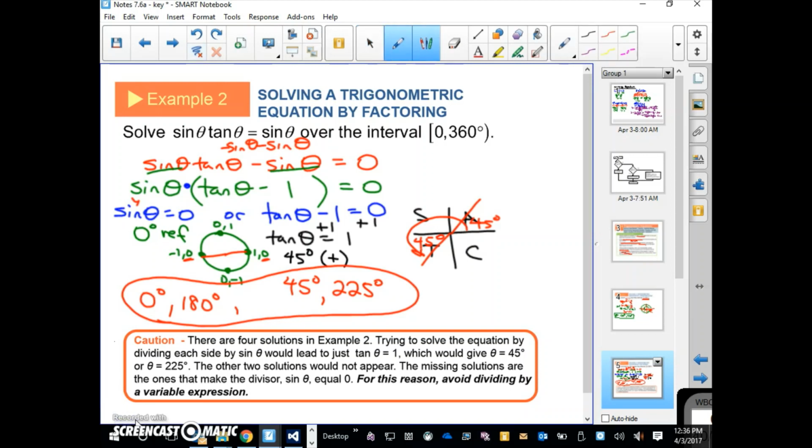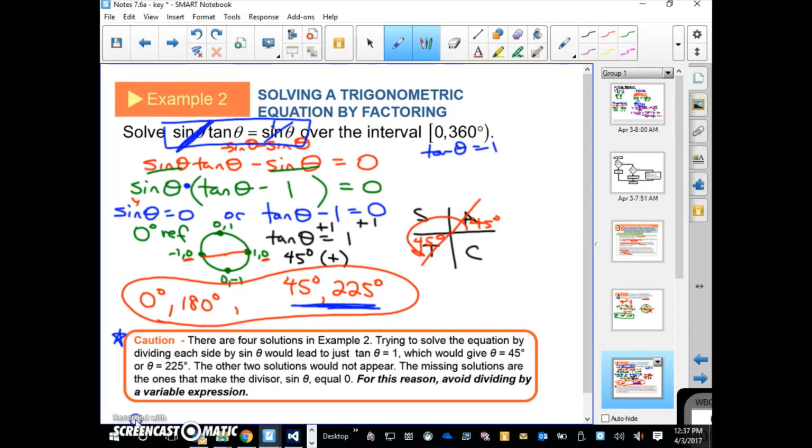Down at the bottom, it gives you this caution, and I've seen this a lot of times. Students will try to look at this equation, and they'll say, well, sine theta on both sides, I can just cancel that out. And if they cancel that out, it's kind of tricky, but it would end up giving them tangent theta equals 1, and they solve that, and they end up getting their 45 and their 225. They end up getting those two answers, and those two answers are right, but this caution is telling you don't do that.